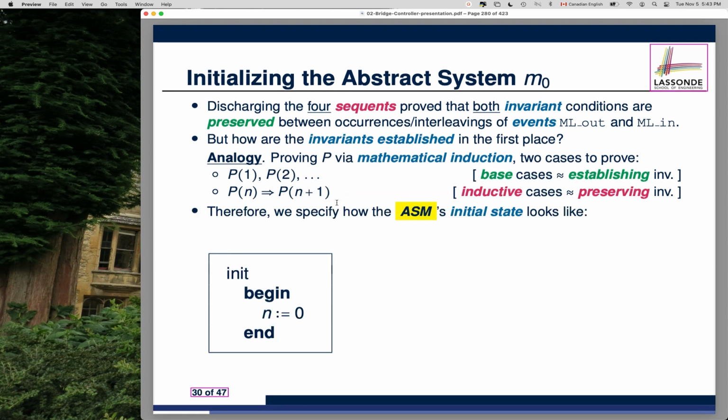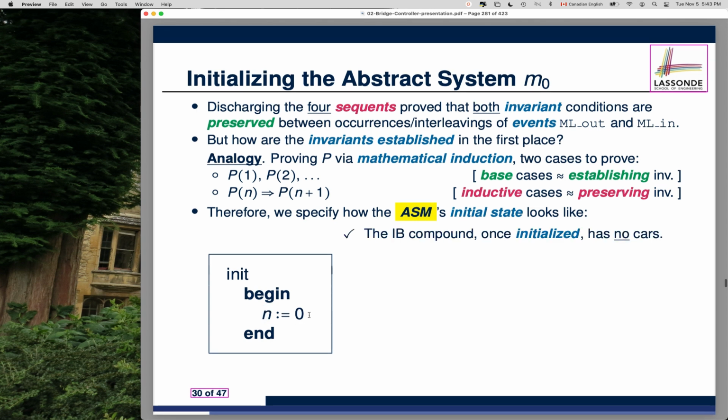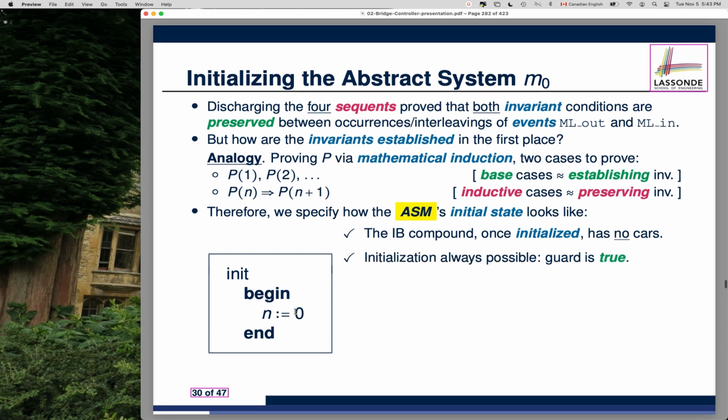Okay, so now let's talk about this initialization event. Of course, this one here is pretty simple. We only got one variable, n, so we just let it become 0. Let's now go over some rules, just make sure you understand them. The interpretation is pretty easy. You want to make sure the number of cards in the island bridge compound is initially 0. That makes sense. Initialization is always possible. It's an unguarded event.